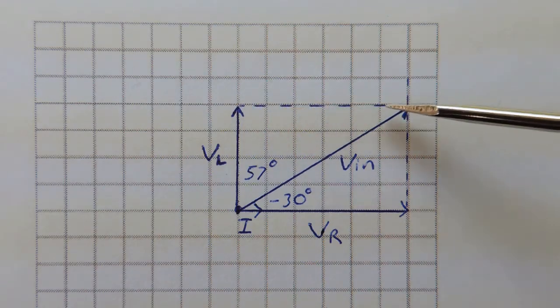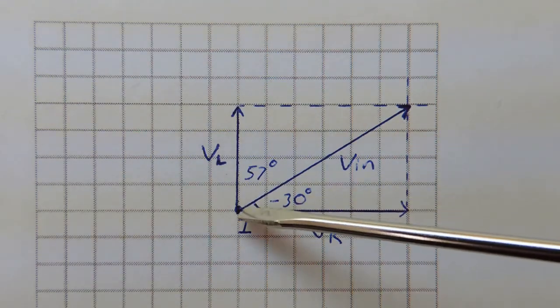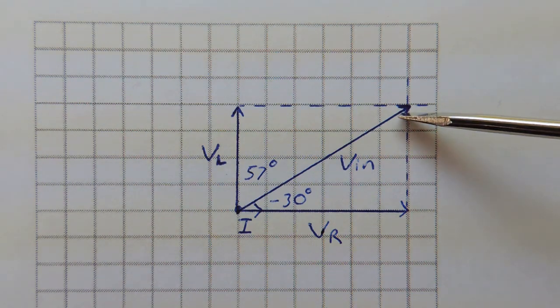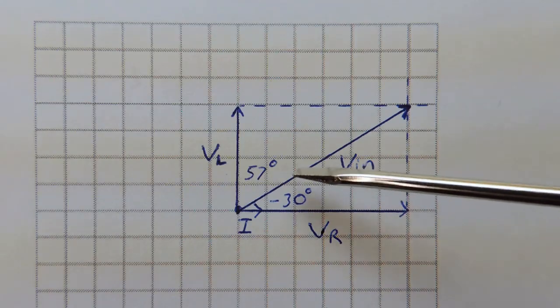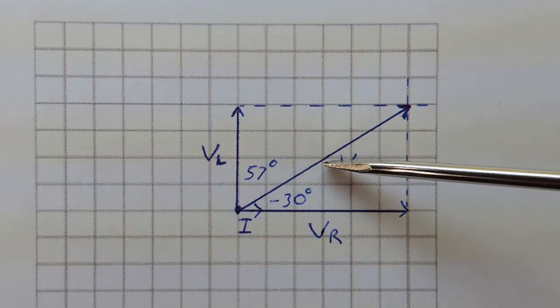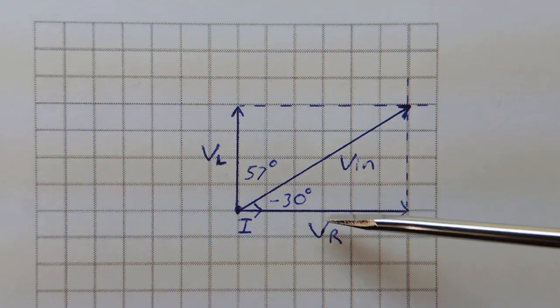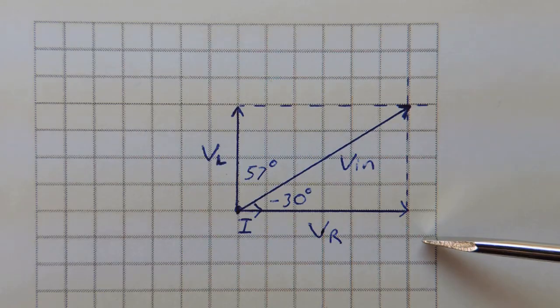Then drawing in our rectangle with these little dotted lines where they meet, this is our input voltage, and it goes from the 0 point to where the 2 lines meet, so that's V in. And you'll recognize these angles again. The angle between V in and VL is 57 degrees, and between V in and VR is minus 30 degrees. So this is the completed phasor plot for plot 6.2.